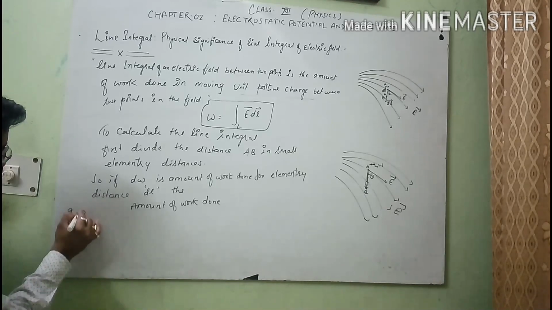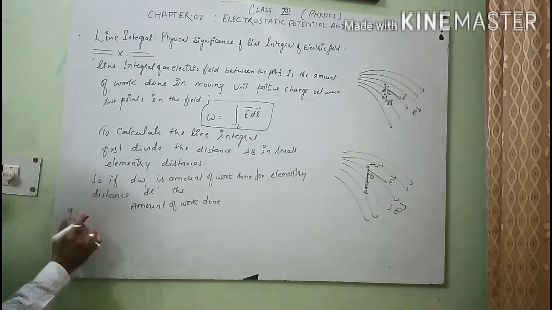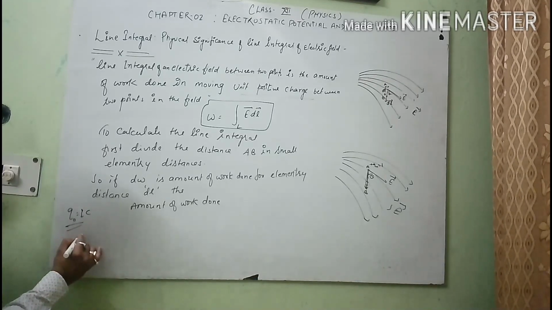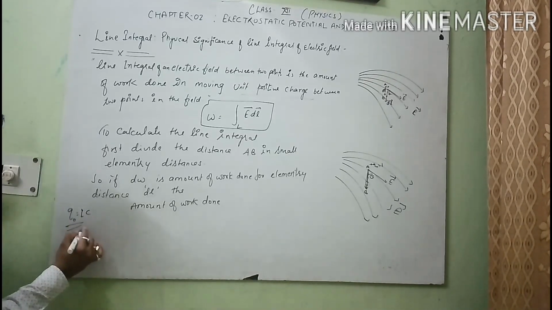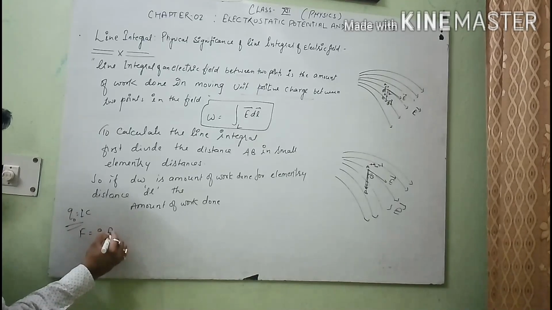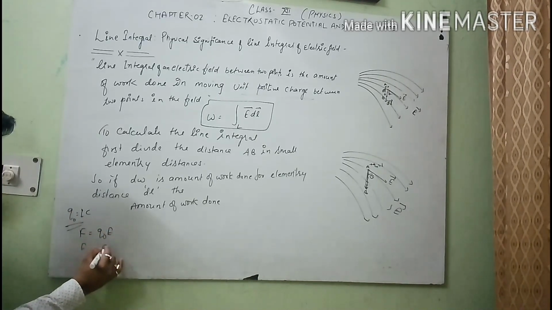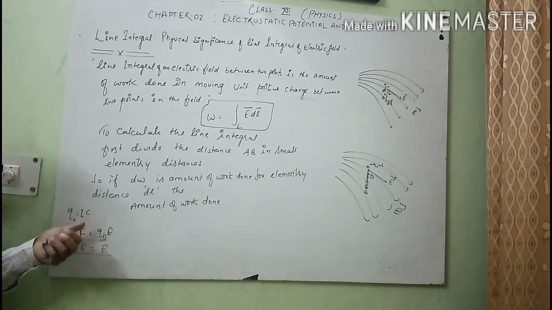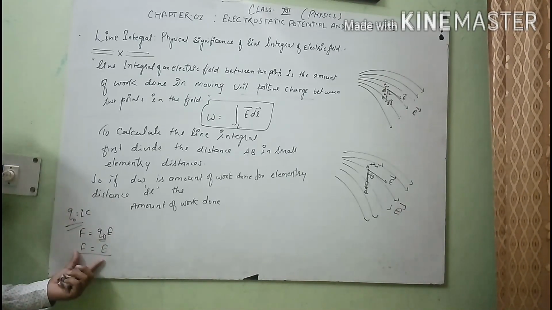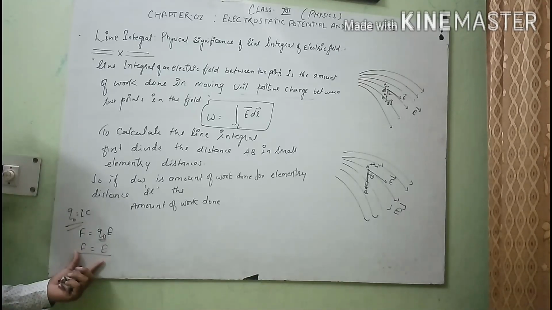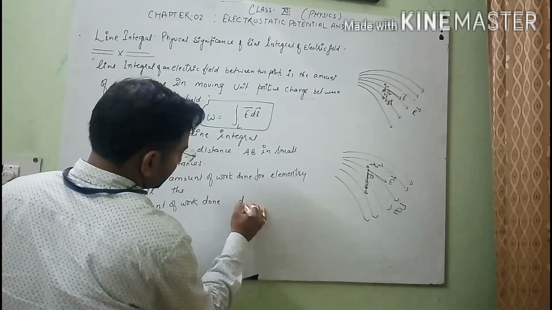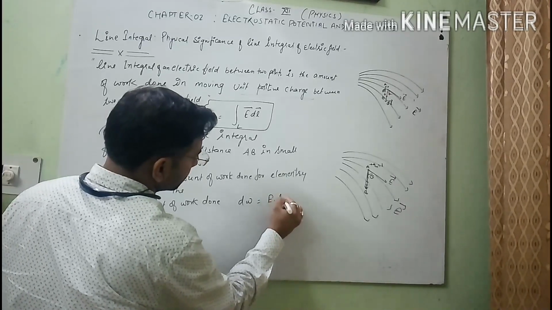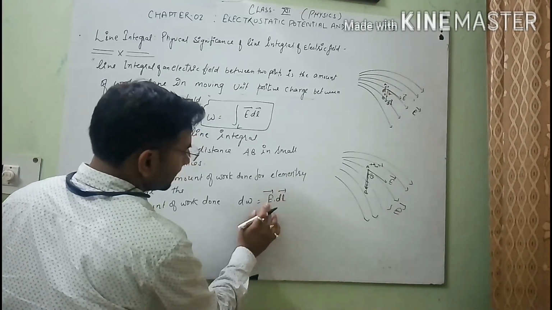So it is understood that the value of q naught is equal to 1 coulomb. When q naught is equal to 1 coulomb, the force with the help of this formula is F = E, because the q value is 1 coulomb, so the force is numerically equal to the electric field. So here the total amount of work done for that case is E into dl, the dot product of the E and dl vector.